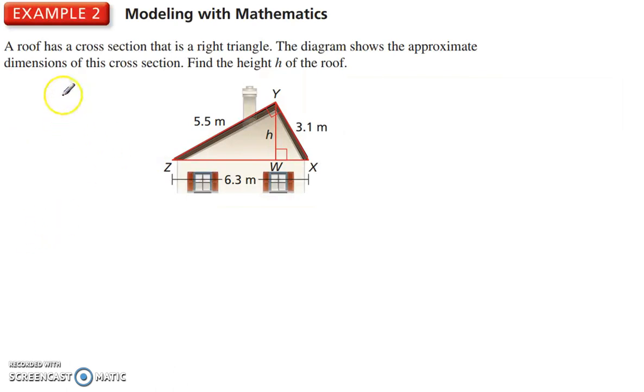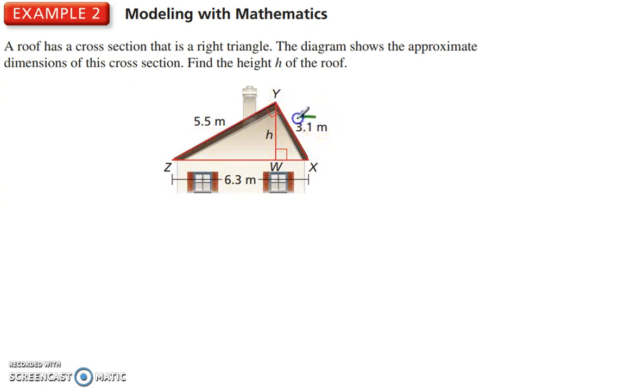So here we have a roof that has a cross-section that is a right triangle. The diagram shows the approximate dimensions of this cross-section. Find the height h of the roof. Now we know that it's a right triangle, and so the altitude here goes to the hypotenuse. Therefore we have two triangles that are proportional, and this small triangle is also proportional to the large one.